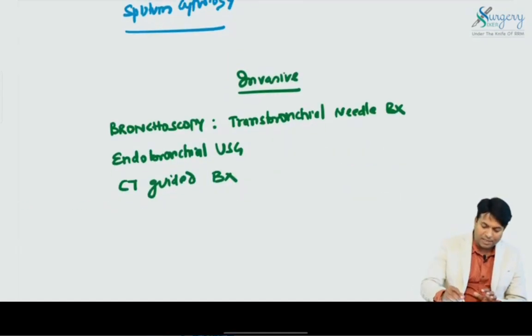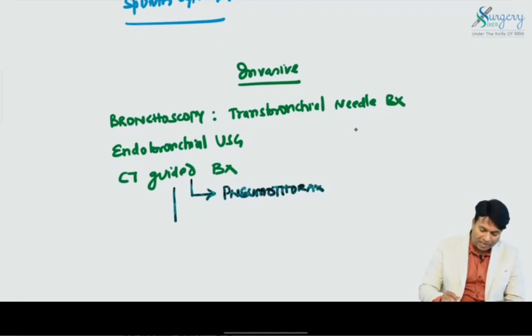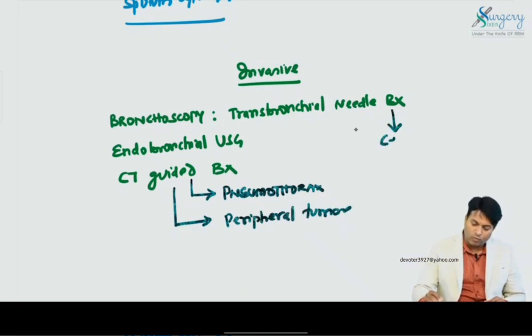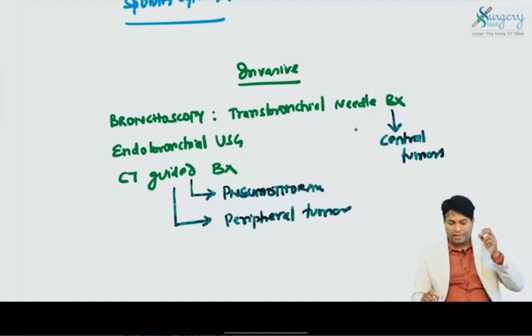But the problem with the CT guided biopsy is there are chances of pneumothorax. Therefore, bronchoscopic biopsy is better. There are no chances of pneumothorax. So CT guided biopsy is usually advised for peripherally located tumors, not for central tumors. Peripheral tumors we can go for CT guided. Central tumors we go for bronchoscopic biopsy. Peripherally located tumors like adenocarcinoma and other cancers, we can take a biopsy CT guided.